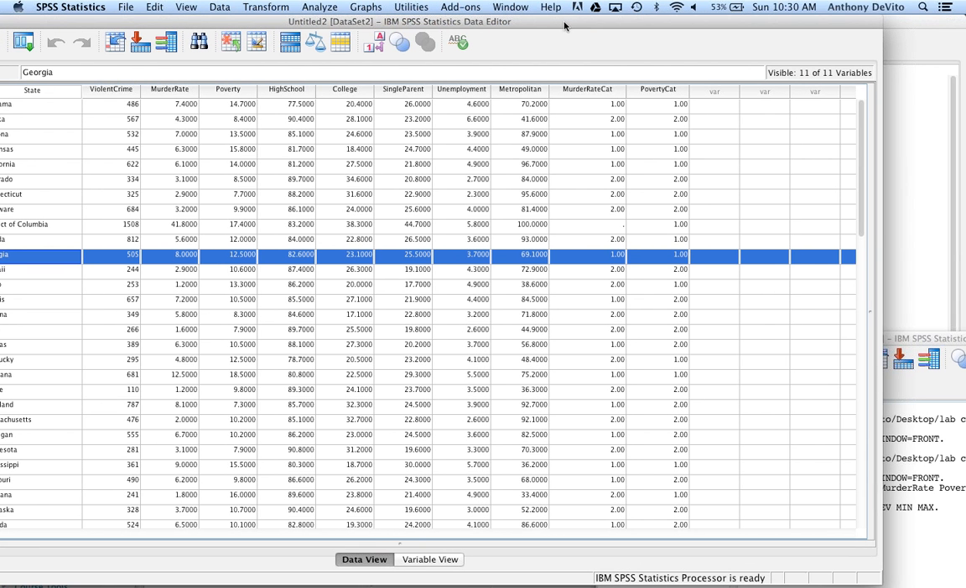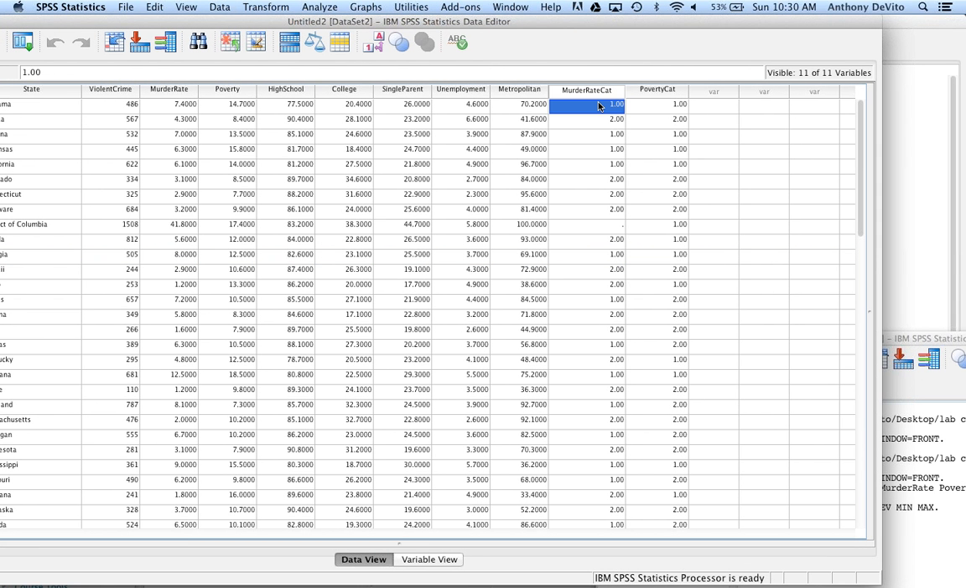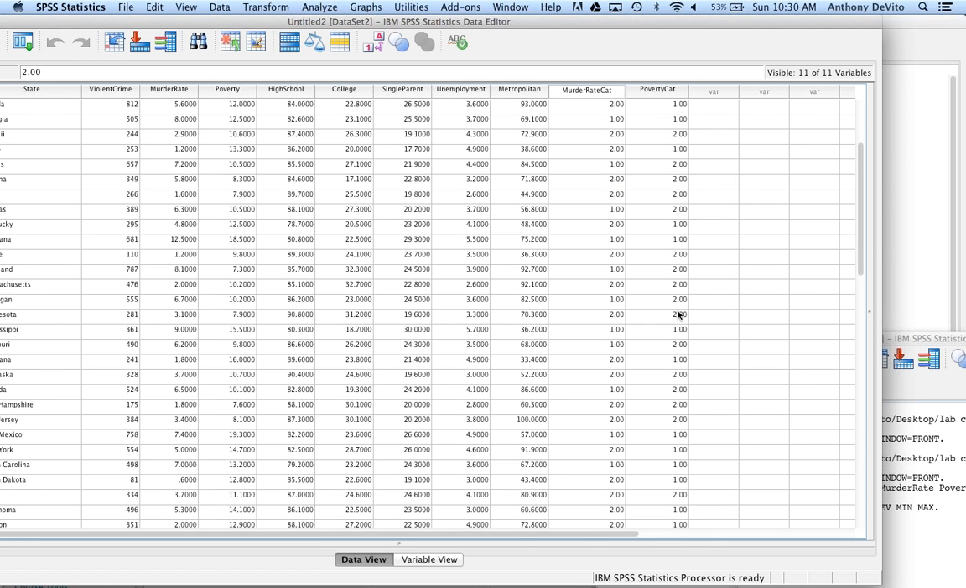Okay, so now we have another category. This is a location that has low poverty and low murder rate. This has high poverty, high murder rate. Low poverty, low murder rate. Low poverty, low murder rate. Let's see if I can find any that cross over. Here's a high poverty but a low murder rate.